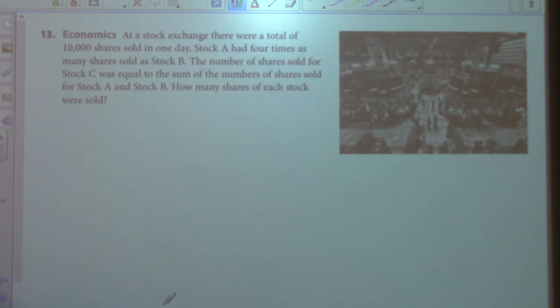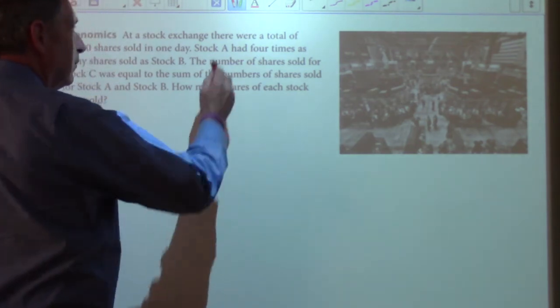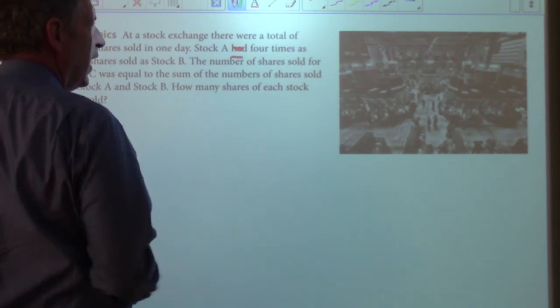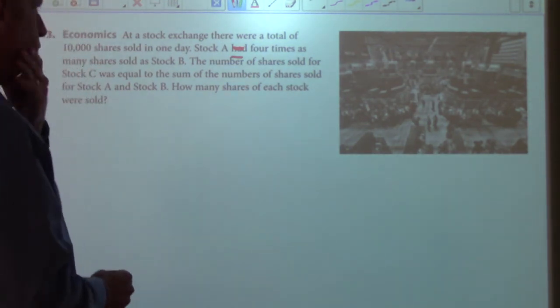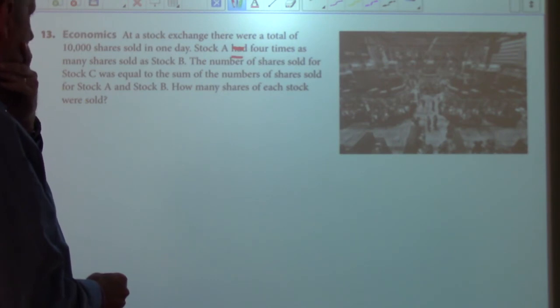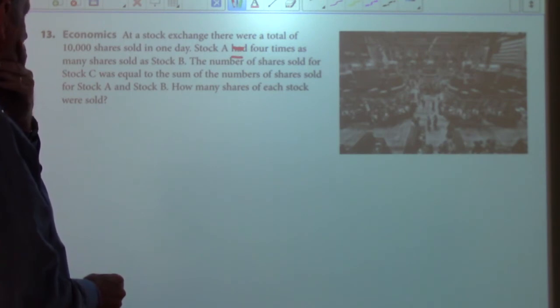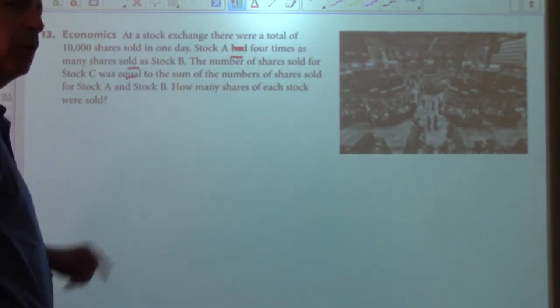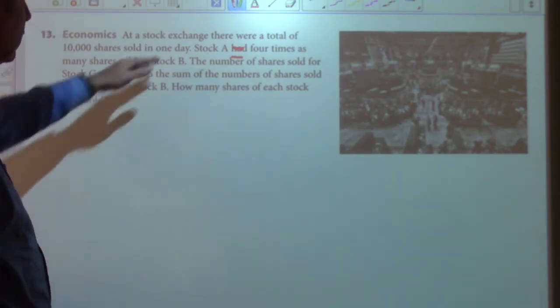I think, yeah, well, here's what I think. And here it's a little, it's not straightforward. Okay, the first one, there were total, okay, stock A had 4 times. And so what that is, had is a verb, right? So had is one verb. What's another verb? Was equal to, right? That should be easy, right? Was equal to, that's a verb. What else?